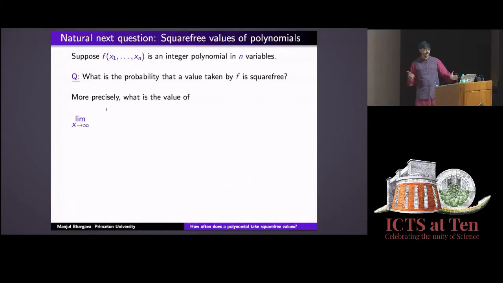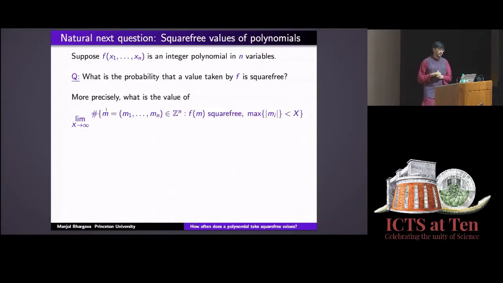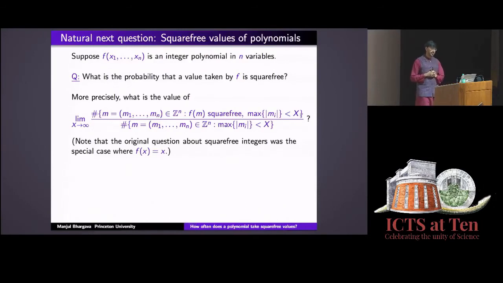So in symbols, we'll take the limit as x goes to infinity of the total count of numbers in that box, f applied to values in that box of size x, right? So we're going to take all the variables bounded by x, and we'll count the total number of values of f in that big box that are square-free, and we'll divide by the total number of values in that box, which is about x to the n, or 2x to the n. And we'll ask, as the size of that box goes to infinity, what is that limit as x goes to infinity of that proportion? First of all, does that value even exist? And if it exists, then that will be called the probability that f takes square-free values at a random argument.